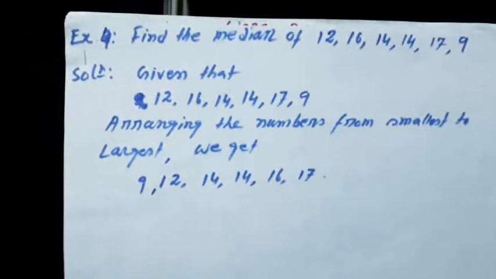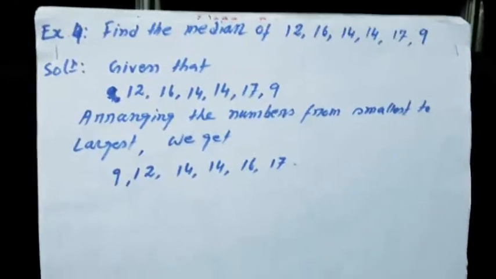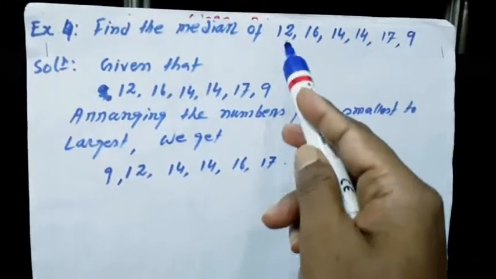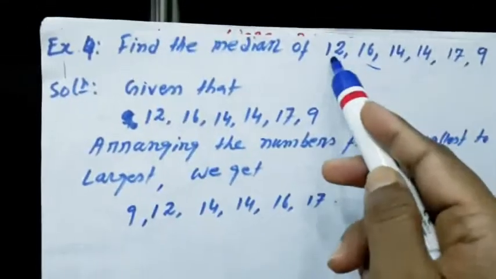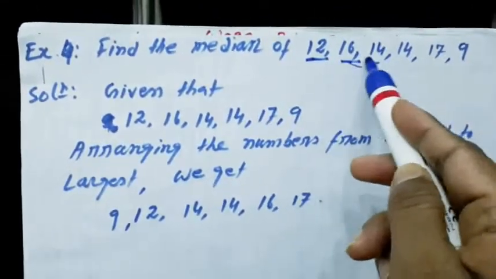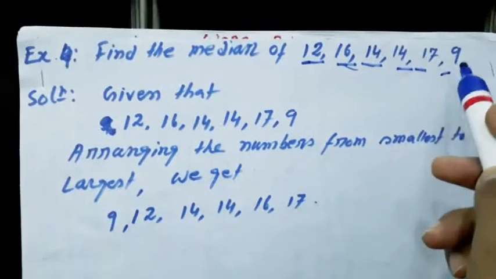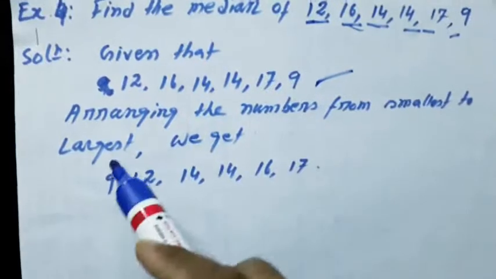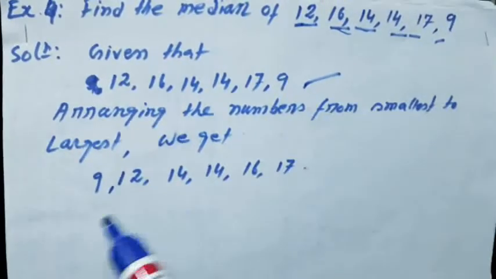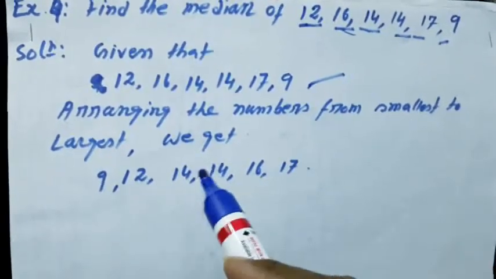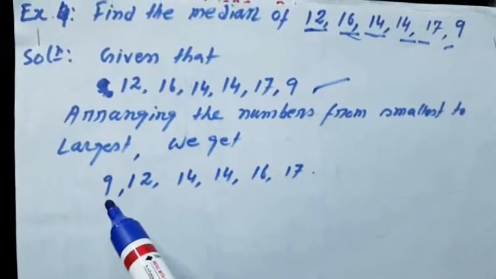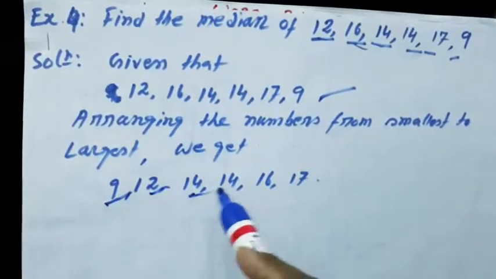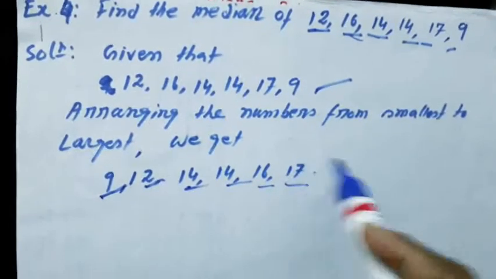Problem 4. Find the median of these numbers: 12, 16, 14, 14, 17, 9. How will you calculate the median? This is the number given. Now I have arranged the numbers from smallest to largest to save time. It is 9, 12, 14, 14, 16, 17.